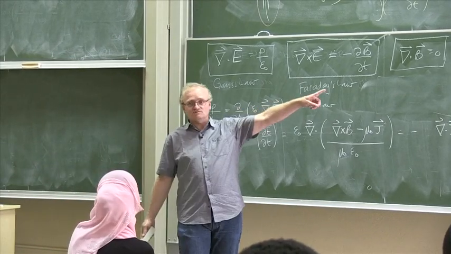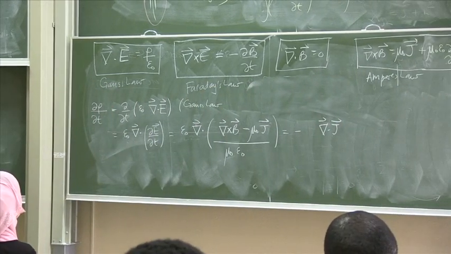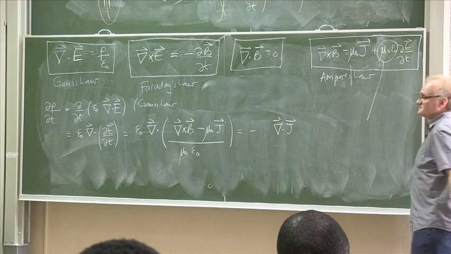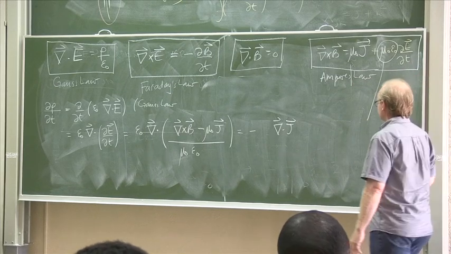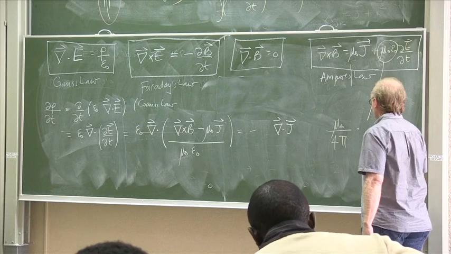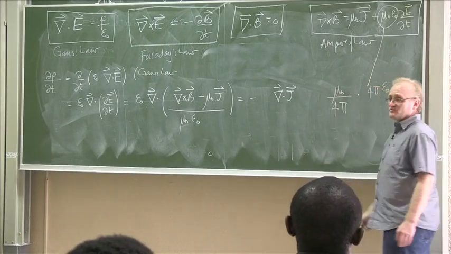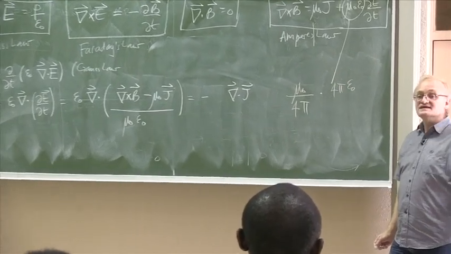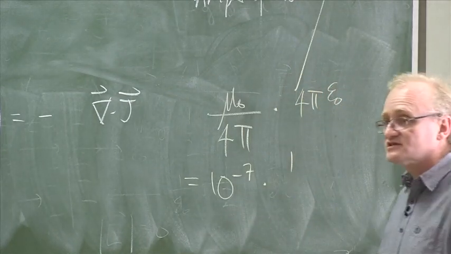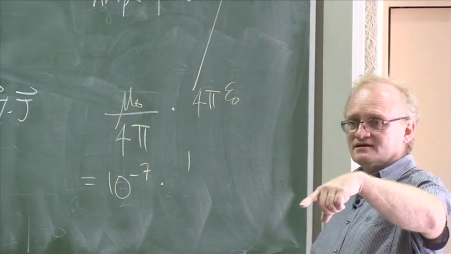Okay. Now, let's think about this term that Maxwell added. So let's look at that coefficient. So we can write this as mu naught over 4 pi times 4 pi epsilon naught. What is mu naught over 4 pi? 10 to the minus 7. What is 4 pi epsilon naught? 10 to the minus 10?